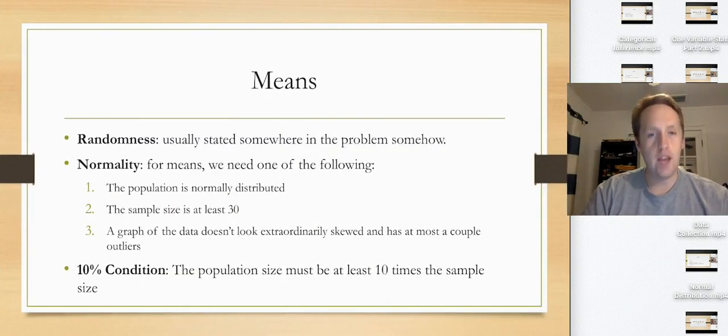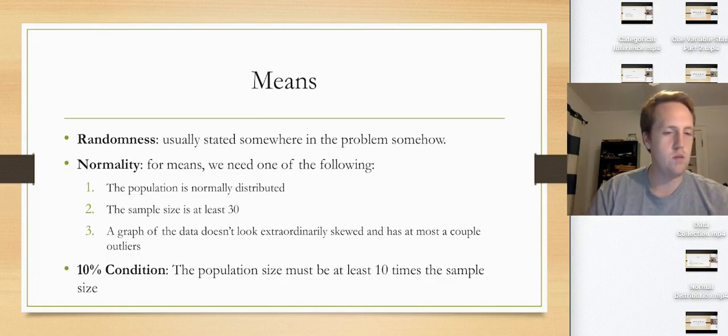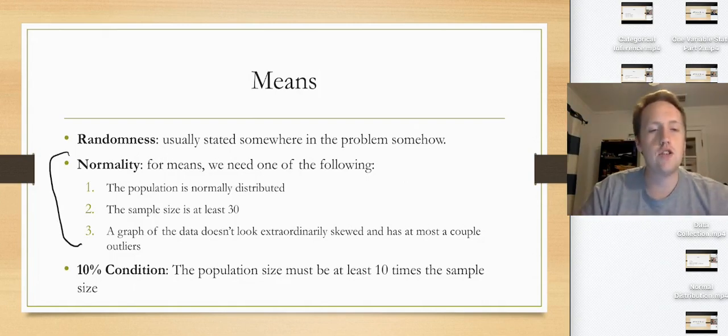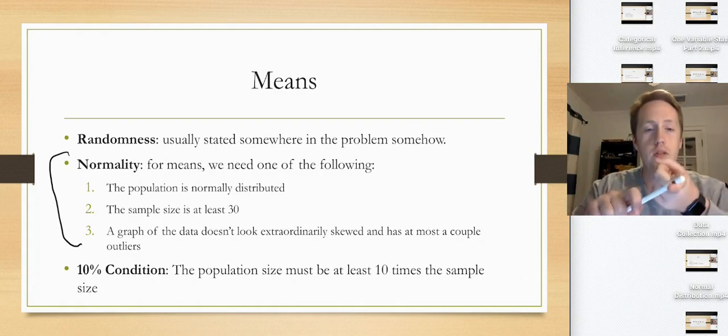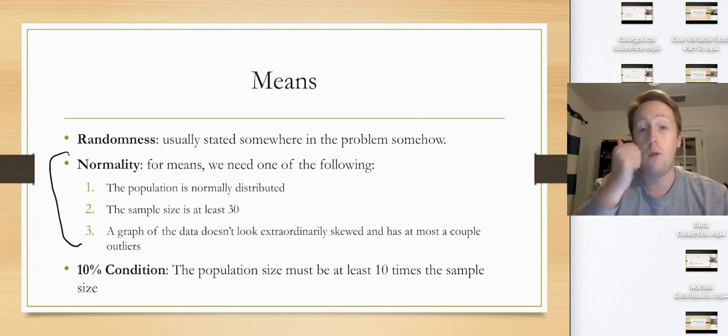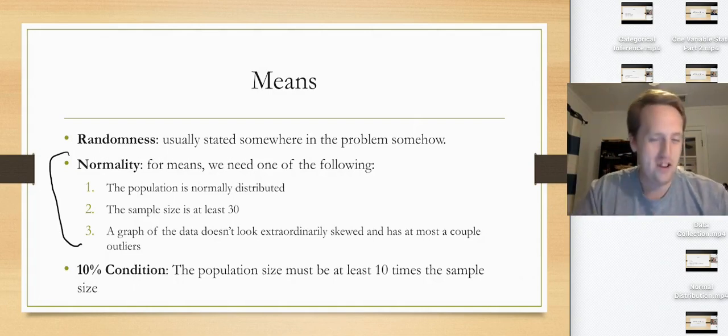So that said, we got to check conditions for means as well. We have our randomness, we have 10%, those are normal. The normality, we still do need normality, which I know seems weird, but we need normality in order to do a confidence interval still. It's weird because we use t-distribution, so why does it need to be normal? But just go with me for a second. Any of those three conditions will satisfy the normality. Either the population is normally distributed, the sample size is at least 30, or a graph of the data doesn't look horrible. Really hope we don't have to do that graph.